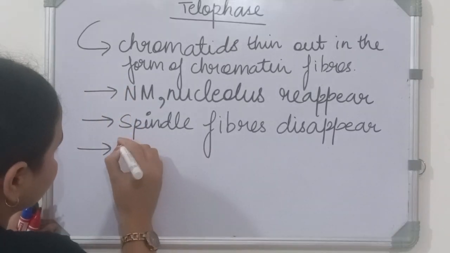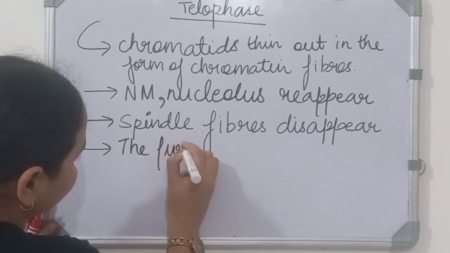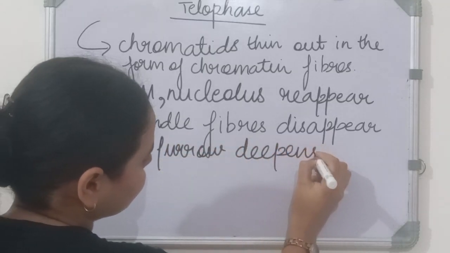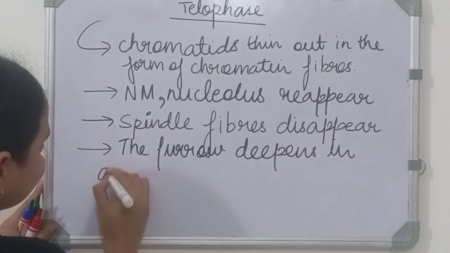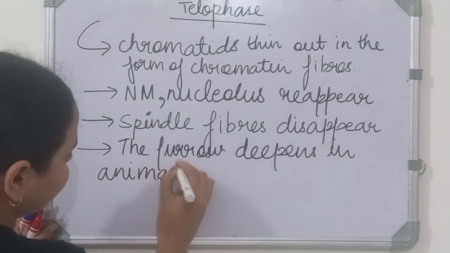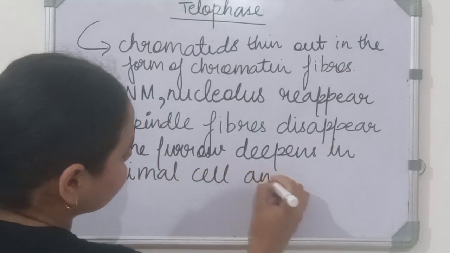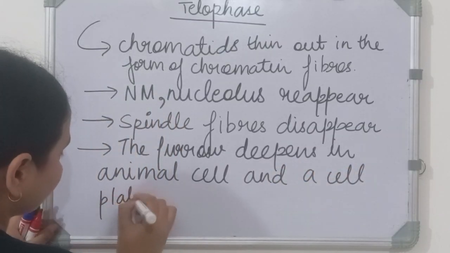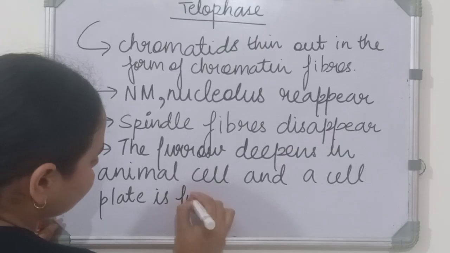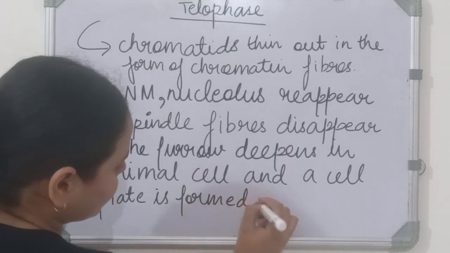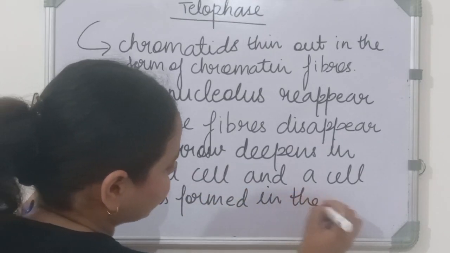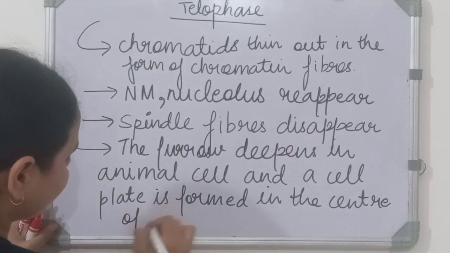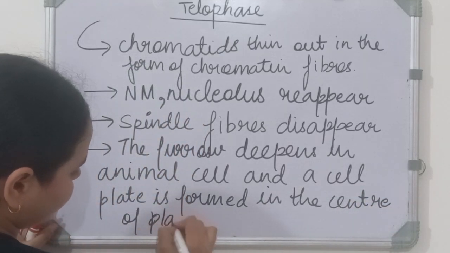So, the furrow deepens in animal cell and a cell plate is formed in the center of a plant cell.